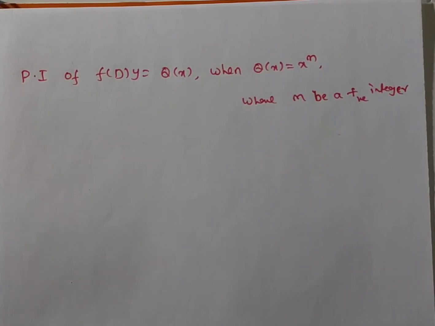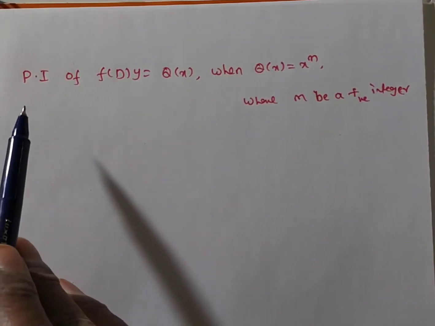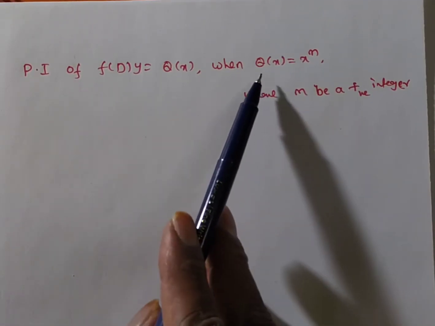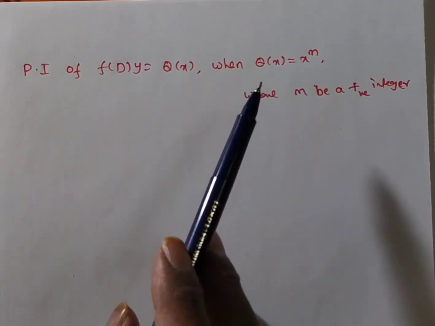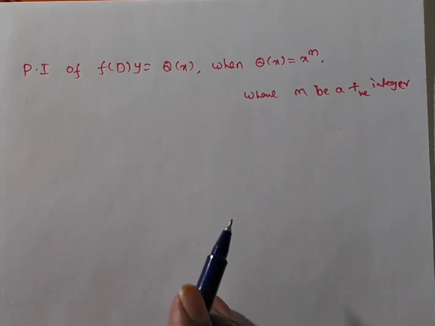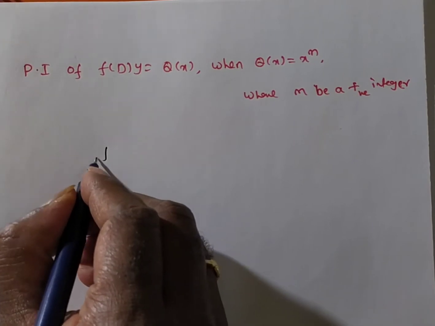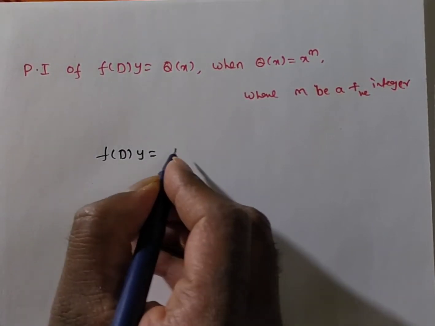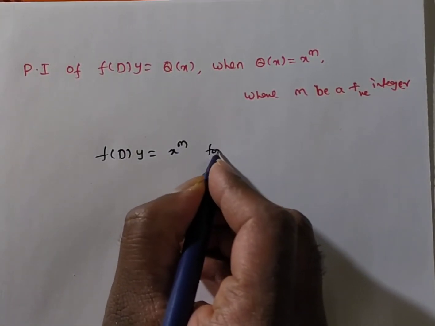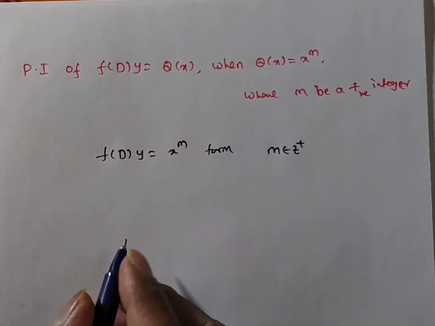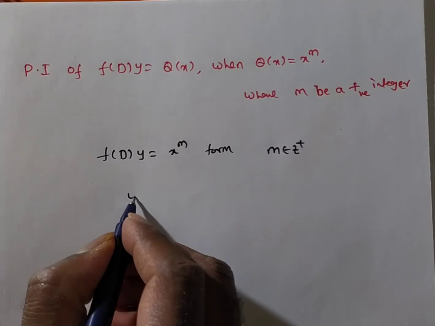Friends, in this video we are discussing the particular integral of f(D)y = Q(x), when Q(x) = x^m, where m is a positive integer. So you can say this is the shortcut method to find a particular integral of f(D)y = x^m form, where m belongs to Z+, nothing but a positive integer. How can we find the particular integral?